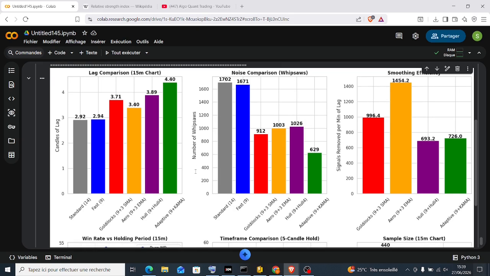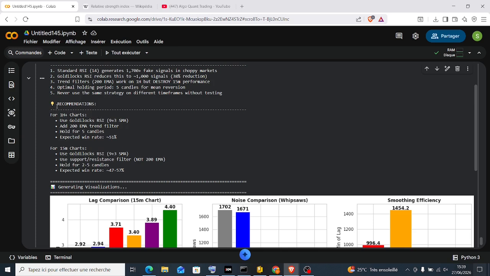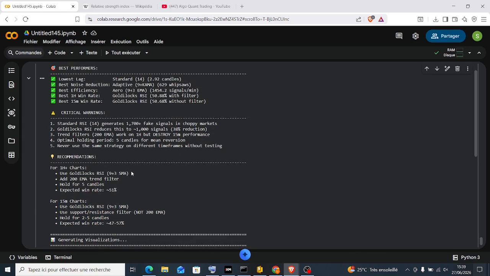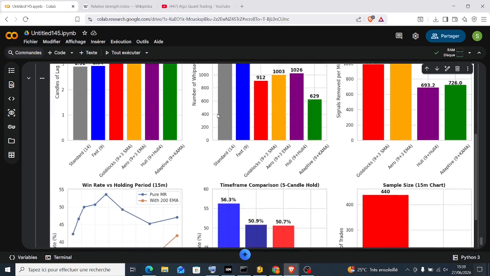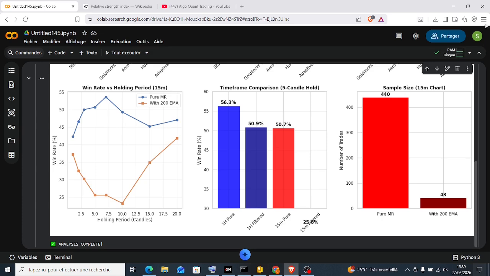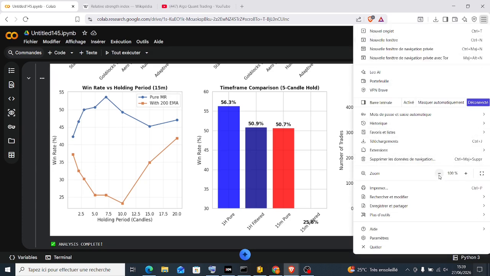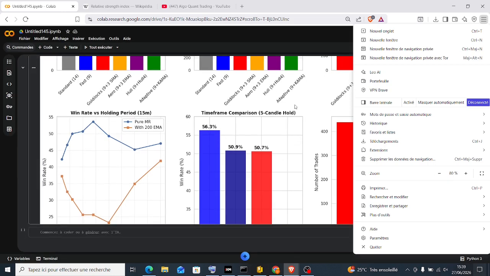The takeaway? Mean reversion works best on shorter time frames without trend filters. Trend following works best on longer time frames with trend filters. Trying to combine them on the 15-minute chart is a recipe for disaster. So, can we build a profitable strategy with the NCRSI? Absolutely, but we need to respect what the data tells us. In the next video, I'm revealing the complete Goldilocks mean reversion system.